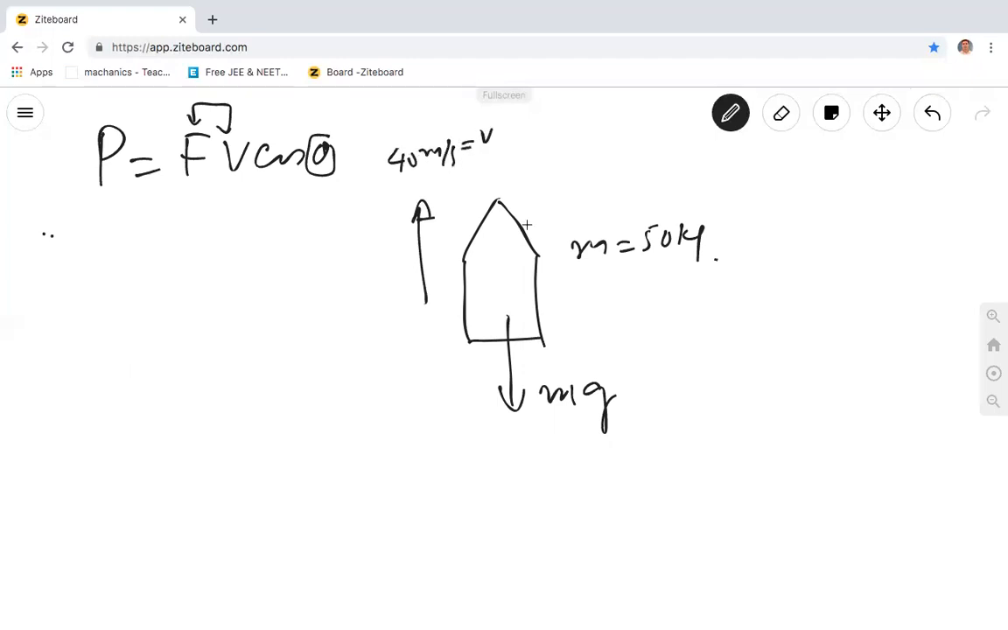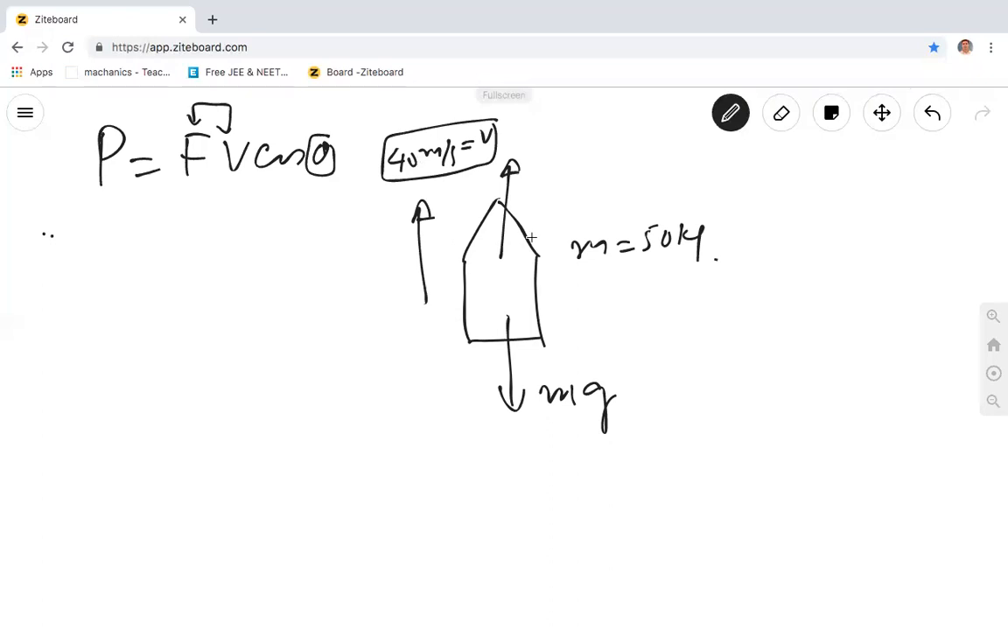How much force do you need to give in the upward direction to move it with a constant velocity? A normal reaction? No. Normal reaction is when it is on the ground. My question is simple. If you need to move this rocket upwards with a constant velocity, how much force do you need to create in the upward direction? If you don't give me the answer, I will give it, but then you will remember it all the time.